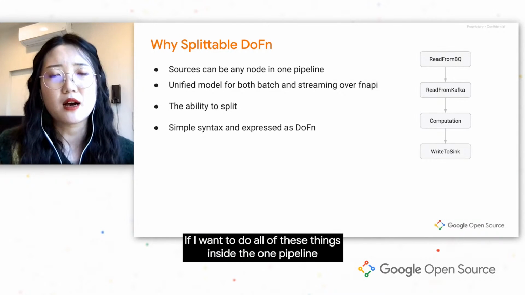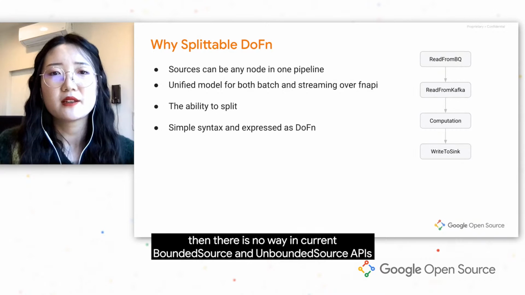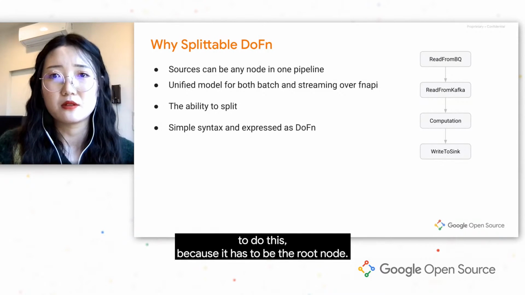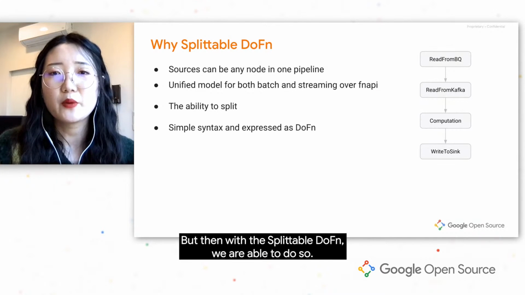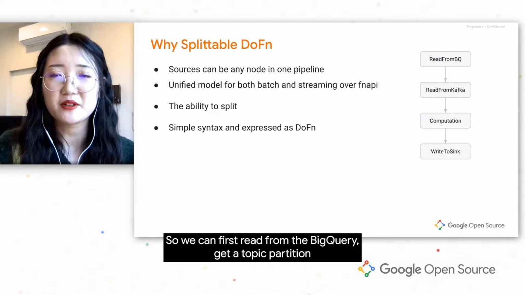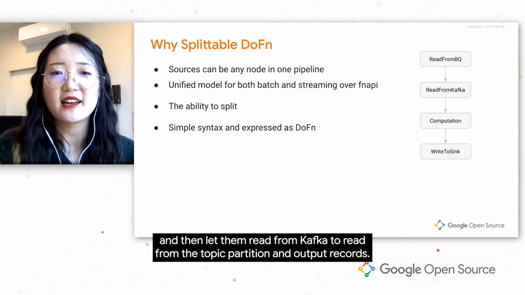If I want to do all of this inside one pipeline, there's no way to do it with the current bounded source and unbounded source APIs, because the source has to be the root node. But with Splittable DoFn, we are able to do so. We can first read from BigQuery to get a topic partition, and then let the read from Kafka read from that topic partition and output records.